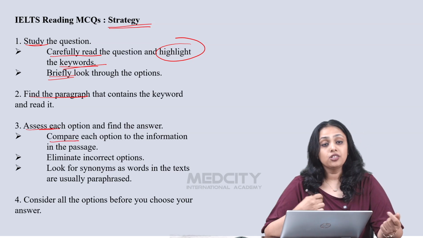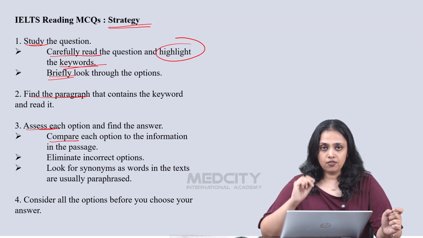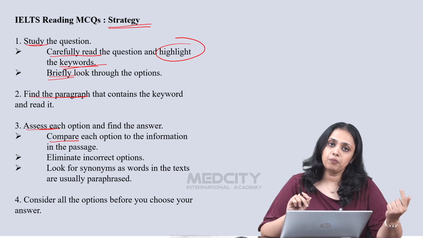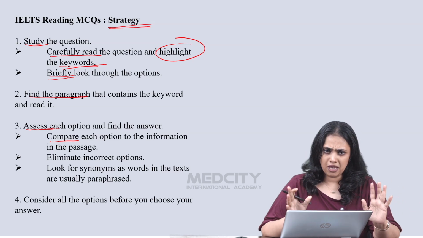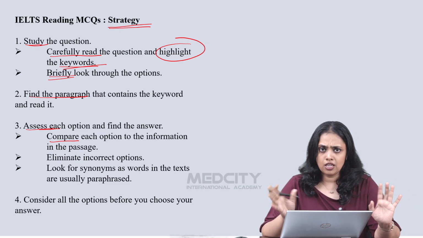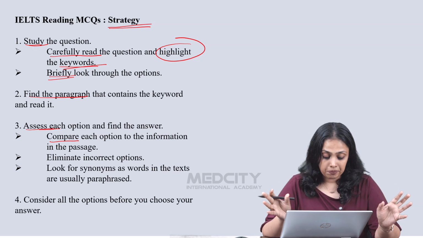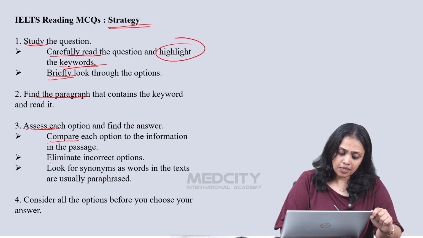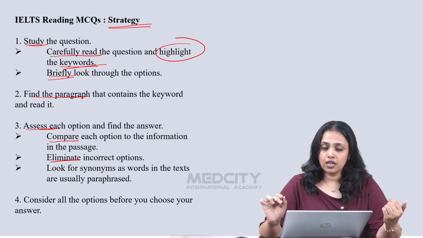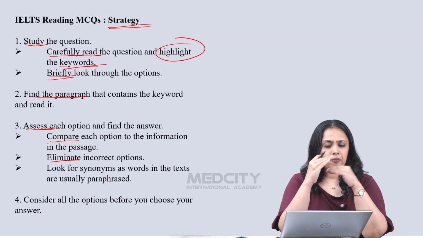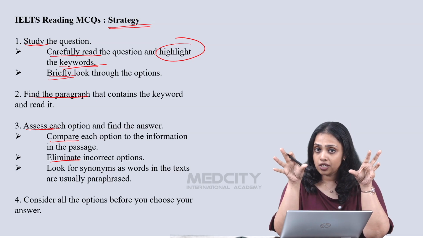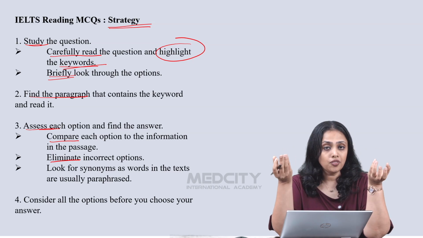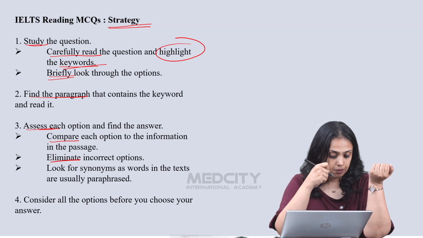Compare each option to the information in the passage. Take option A first and then compare it with the information that you have read in the text, whether it's matching, whether it's agreeing or disagreeing, or it does not provide a complete picture. Then eliminate incorrect options, just like how we have done. While comparing the option with the information in the text, if you feel they are contradicting or if enough information is not there regarding that option, then you can eliminate.